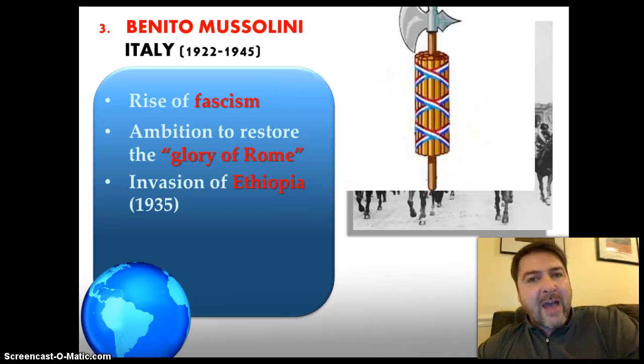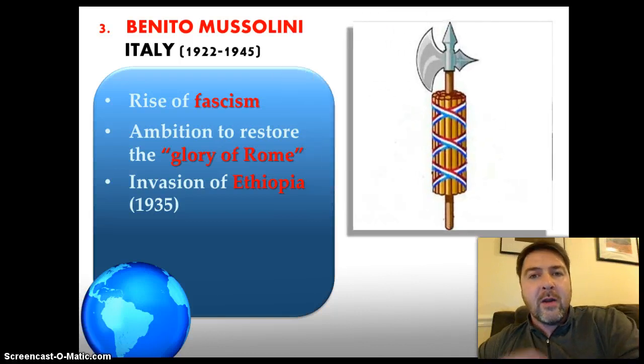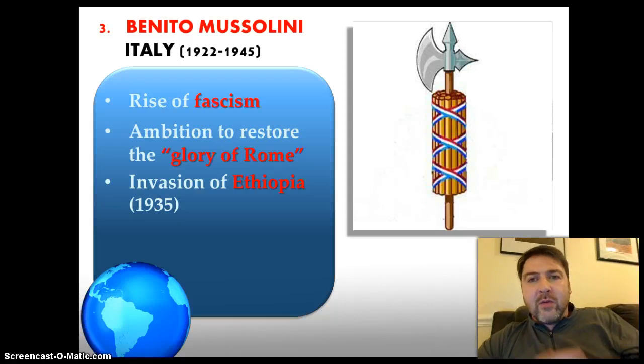The word fascism, his political party, the Fascist Party, actually comes from a Latin word fasci, which was a Roman symbol of power. It was an axe with a bundle of sticks tied around it, the sticks making a little more weight and carrying a little more power to the axe.